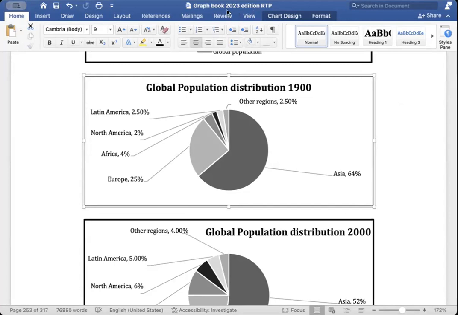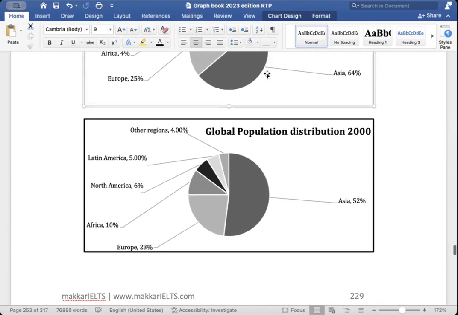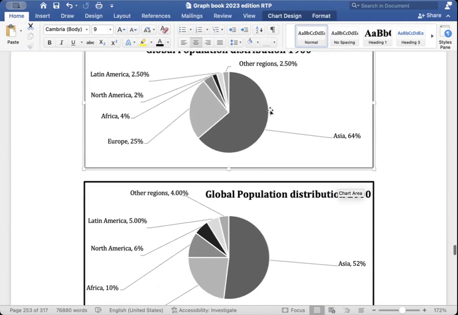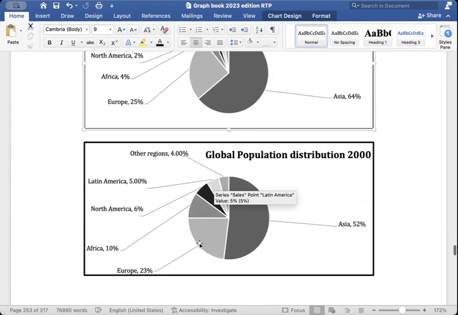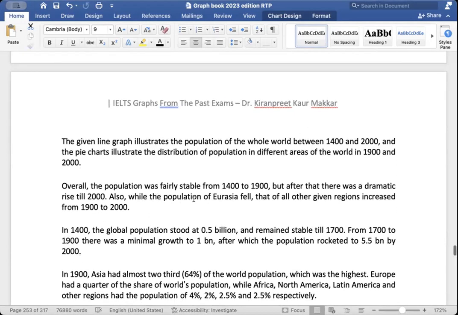Anyways, this is a digression. I'll go back to the graph. So Eurasia I've mentioned, you can see Asia population fell 64 to 52. Europe population fell 25 to 23. So the population of the whole of Eurasia fell, but that of other places increased. You may not write Eurasia. You may write, while the population of Europe and Asia fell, that of all other given regions increased from 1900 to 2000. Is it clear now?